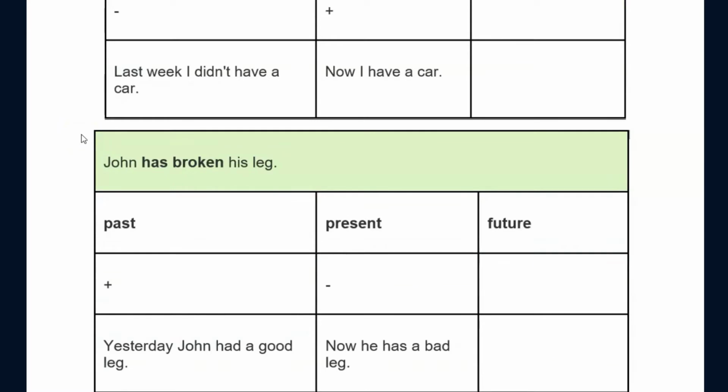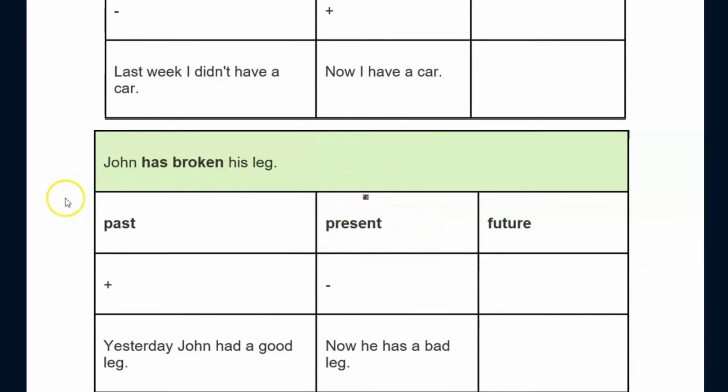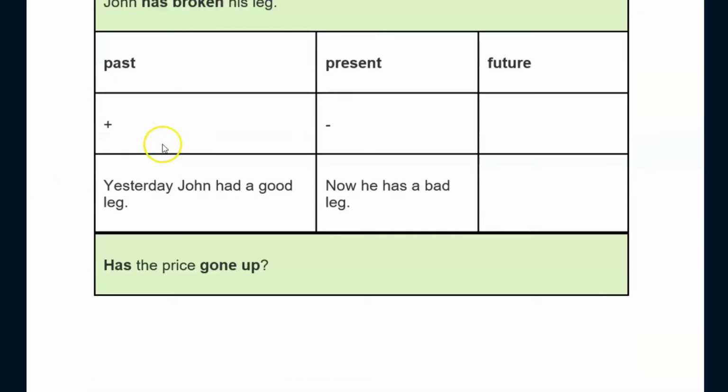Here's another great example. John has broken his leg. So the listener, when they hear has broken, obviously they're thinking, yeah, so yesterday or in the past he had a good leg. Presently he has a bad leg. So we would say John has broken his leg. There is a change. Although he broke his leg in the past, and you might think, oh, shouldn't I be in the simple past? But is it affecting him presently? Yes, it is. And isn't it a change from previous? Yes. So that's why we'll be in the present perfect tense.